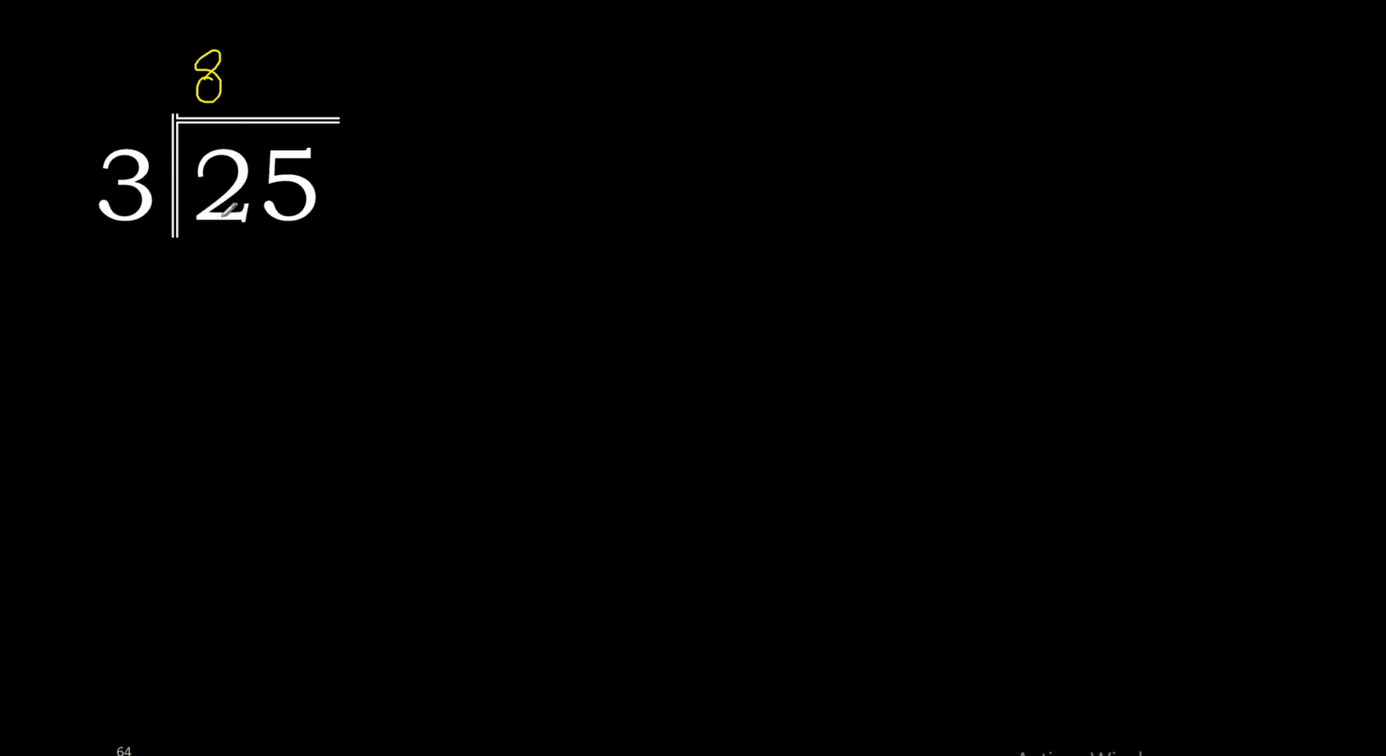Multiply by 8 is 24. 24 is the closest. 25 minus 24 is 1. There is no number that goes down, therefore complete. Always complete with 0 and here with point.